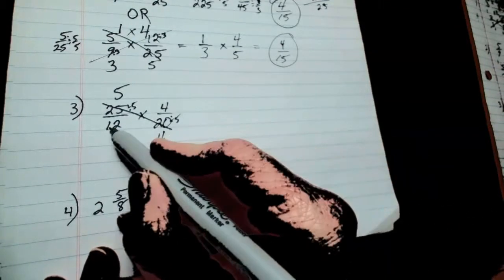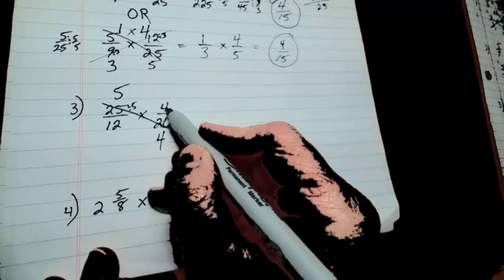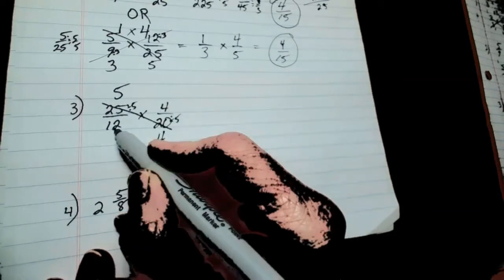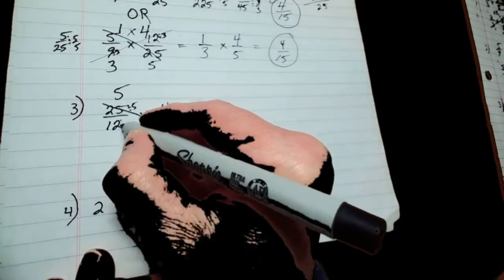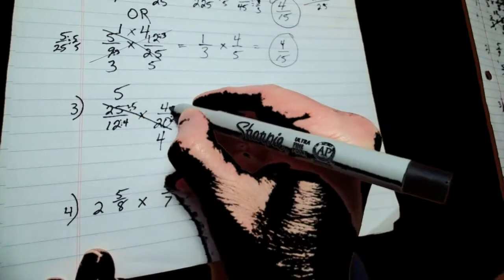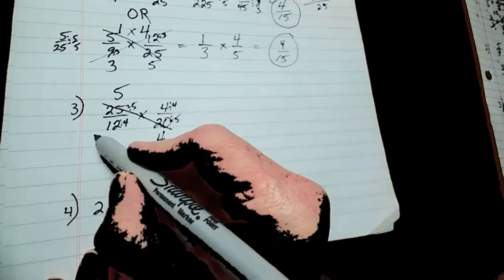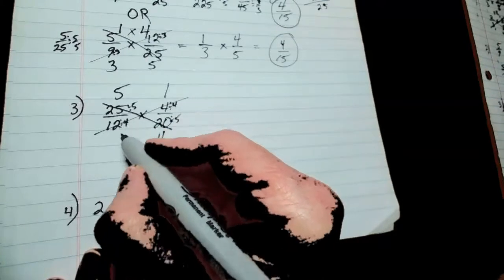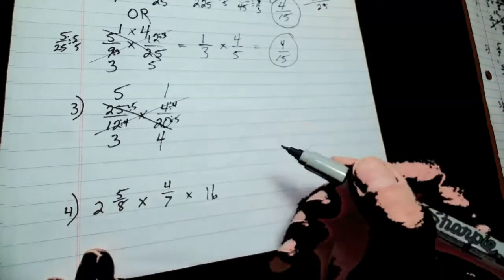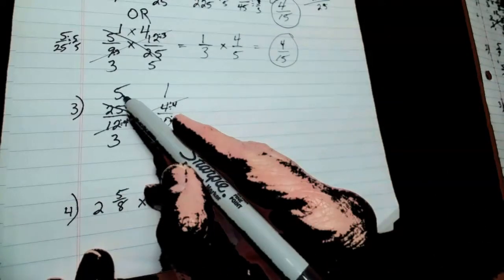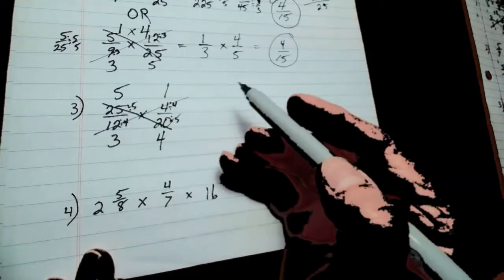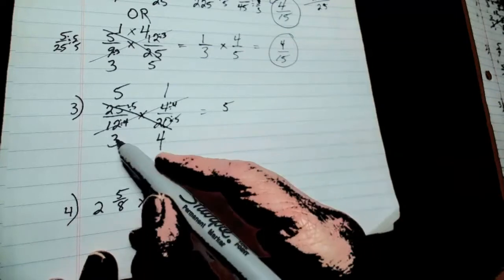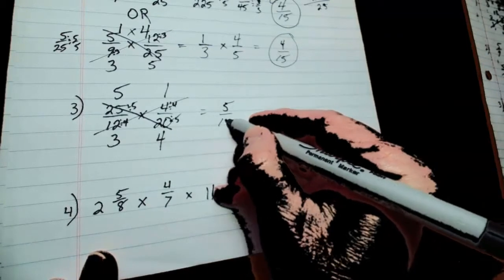I look at 4 and 12. Well, the only thing going into 4 is 4, and 4 will go into 12. So I am going to divide by 4 for both of them. 4 divided by 4 gives me 1. 12 divided by 4 gives me 3. And I'm left with my new numerator times my new numerator. 5 times 1 gives me 5. 3 times 4 gives me 12.